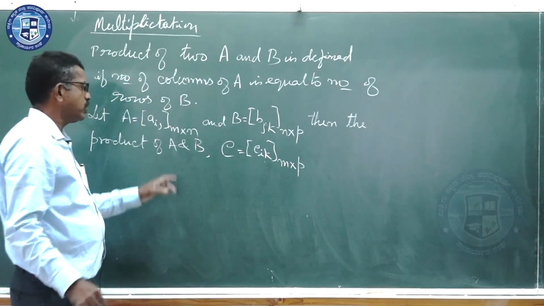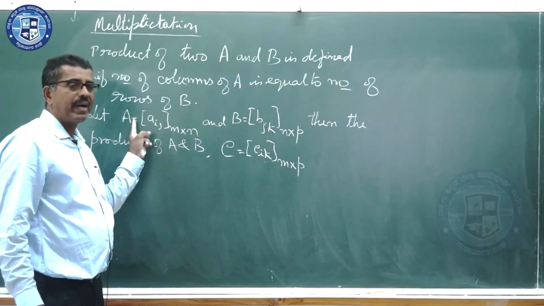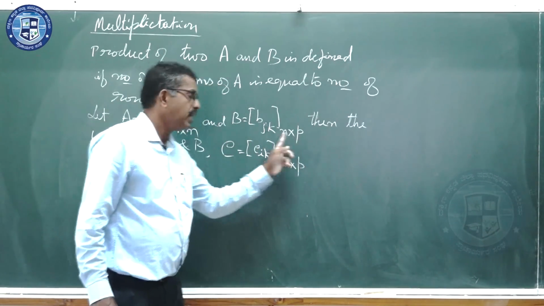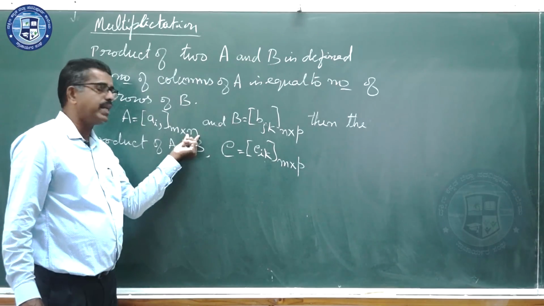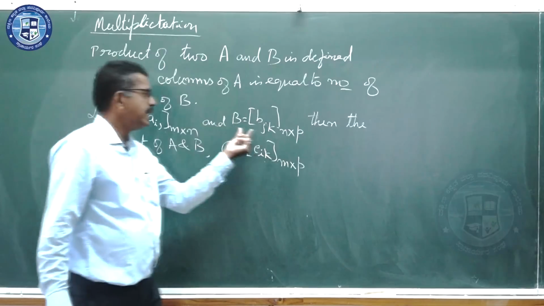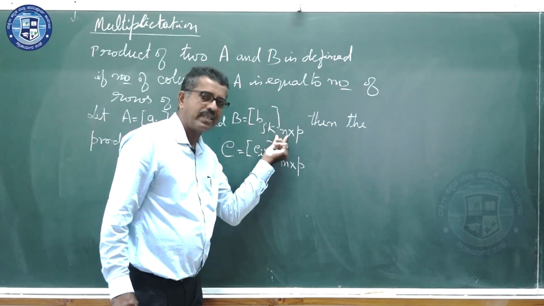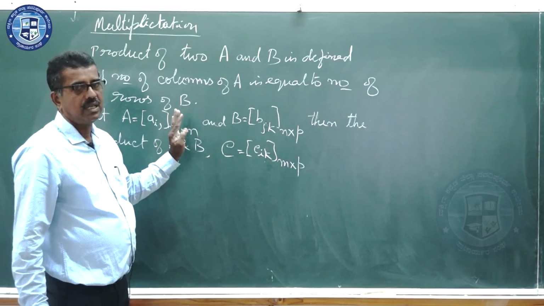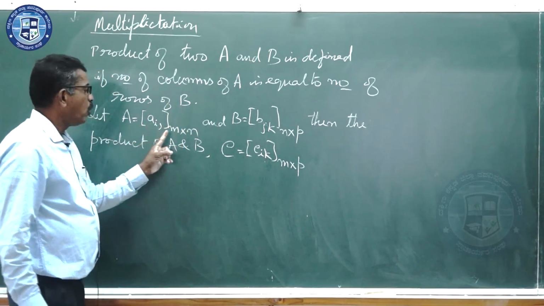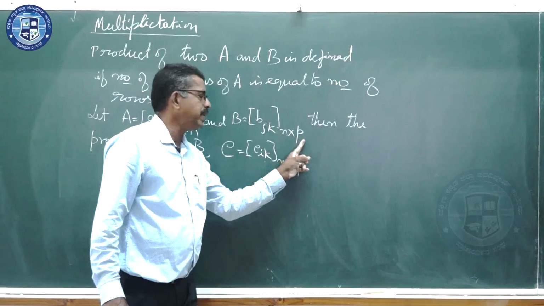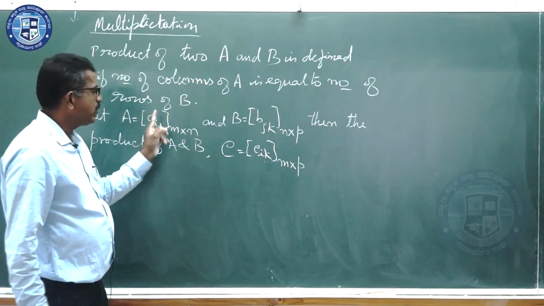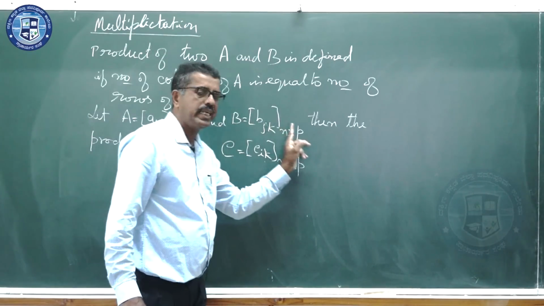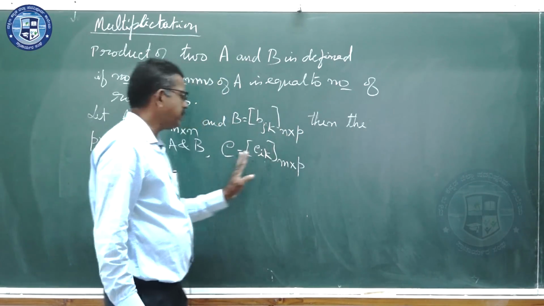I forgot to tell you at the beginning, when A is a matrix of order m cross n and B is a matrix of order n cross p, as I told, the condition required here is that the number of columns of the first matrix is equal to the number of rows of the second matrix. That is correct. But what would be the resultant matrix order? The order of the resultant matrix will be m cross p: the number of rows of the first matrix and the number of columns of the second matrix. So that would be the operation.